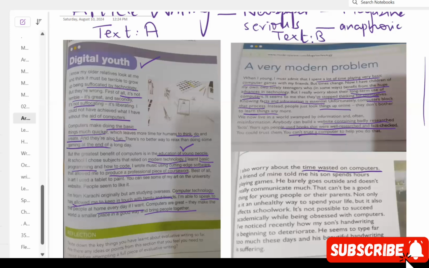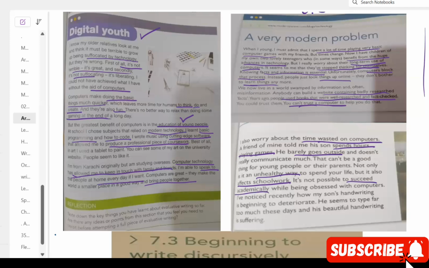A friend of mine told me his son spends hours playing games. He barely goes outside and doesn't really communicate much. That can't be a good thing for young people or their parents. Not only is it an unhealthy way to spend your life, but it also affects school work. So these are the points we need to extract. It is an unhealthy way. It affects your school work. It is not possible to succeed academically when you are in excessive use of computers.